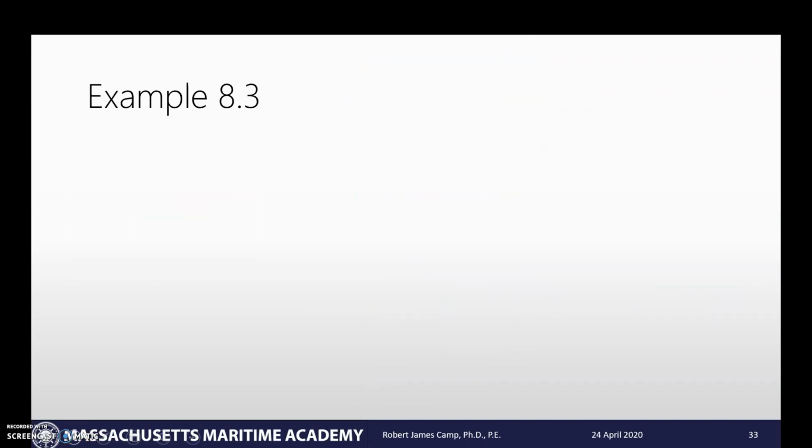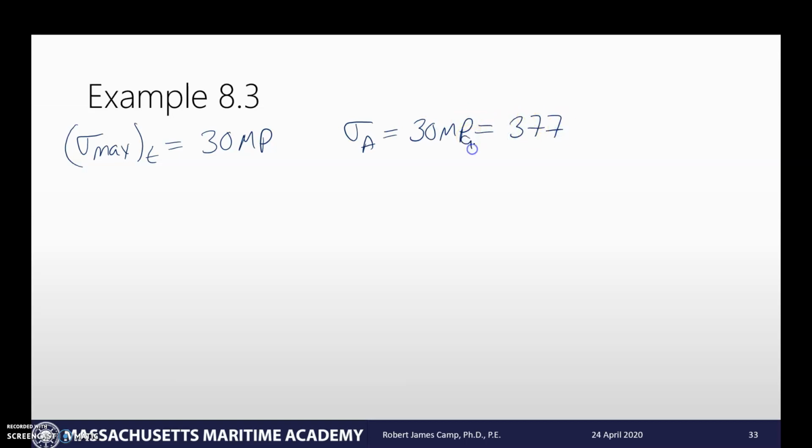If we look at it for tension, the problem told us that our maximum stress in tension is 30 megapascal. So we'll go to our stress at A, which is our tension. The stress at A is 30 megapascal, and that's going to equal 377 times P. If we solve that, a 30 megapascal tensile stress corresponds to 79.6 kilonewtons.